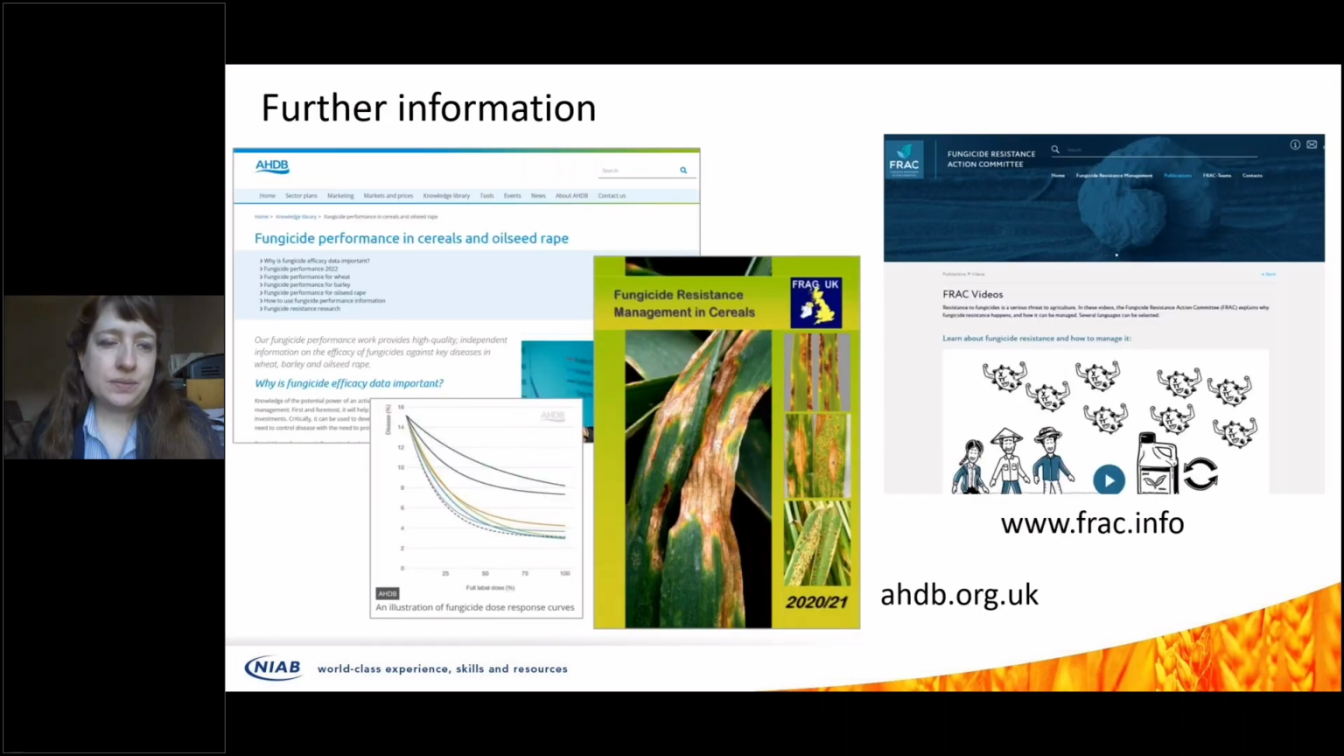So for further information, if you look on the AHDB website, one of the key things you'll find here is the fungicide performance dose response curves. So the sensitivity data I've presented is testing in the lab, but if you want to see how that actually relates to control levels in the field at field doses, then you can look up those curves from the fungicide performance trials. And also there are some resources from FRAG UK, the Fungicide Resistance Action Group, including guides for fungicide resistance management. And I think there'll be a new edition later this year of that management guide.